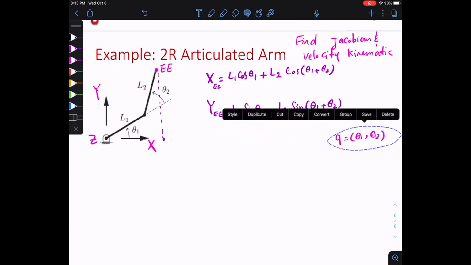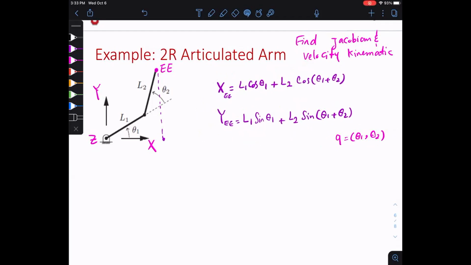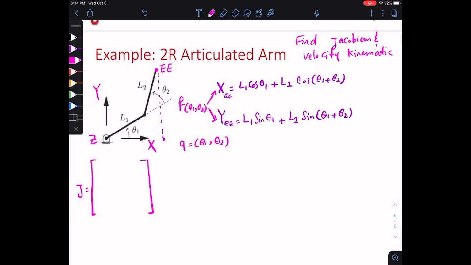So another thing I can help you with here: f of theta 1 and theta 2 are these two. You have two subfunctions and two joint variables, right? So these are the two inputs and those are your outputs, your functions. Find J. What is the dimension of this matrix? 2 by 2, 2 inputs, 2 outputs, right? So that's the first quick check.